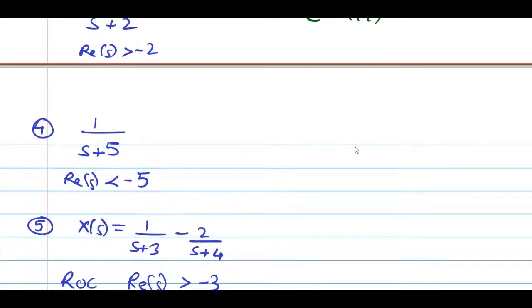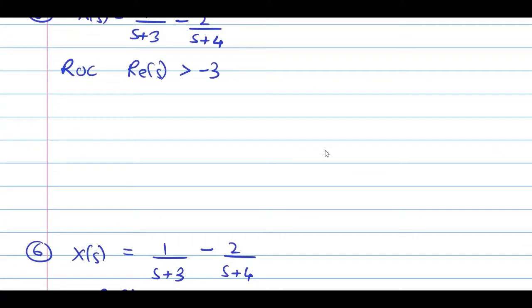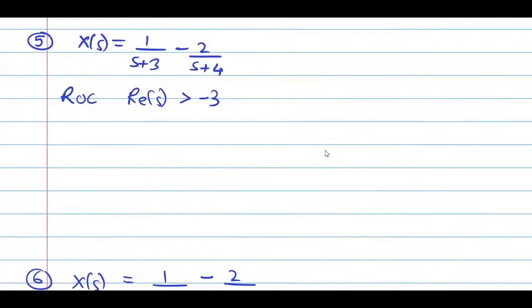Next, 1 upon s plus 5, real of s is less than, as it is less than, so u of minus t will come in the answer. So e raised to minus 5t u of minus t, here minus, so here also minus sign will come. Then 1 upon s plus 3 minus 2 upon s plus 4.